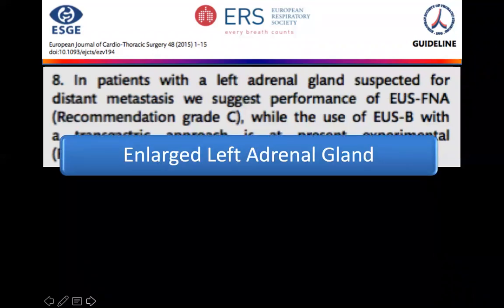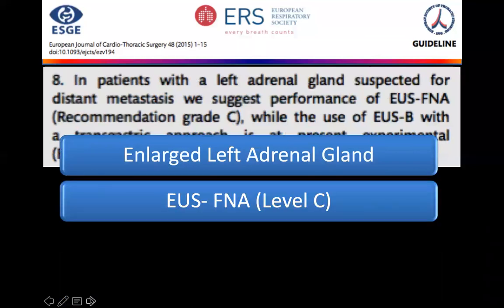In an enlarged left adrenal gland, what do you do? Do you operate? A tumor in the lung and an enlarged left adrenal gland, what do you do? You have to prove that it is not a metastasis. It is mandatory to prove an adrenal gland is not a metastasis, because lung cancer goes very often to the adrenals. And the best way to get into the adrenal is either a CT guided biopsy or at least an EUS FNA.